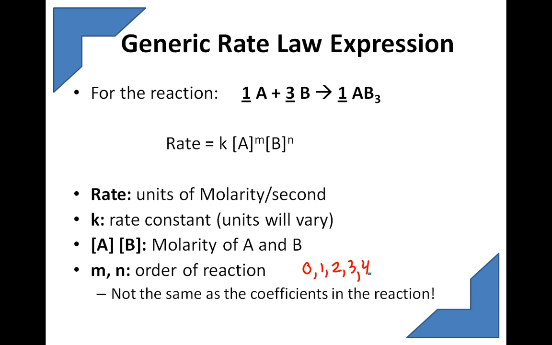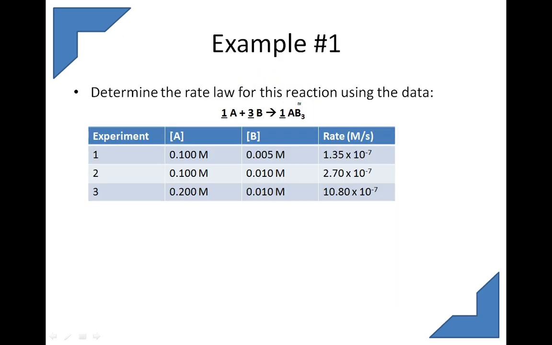Now, one really important thing to notice is that these orders, or exponents, are not going to be the same as the coefficient from the reaction. Just because there's a 3 in front of the B does not mean that N is 3. In fact, those coefficients aren't going to matter because of mechanisms. The reaction may not occur exactly where 1A collides with 3 B's. We're going to look at that in a later lesson.